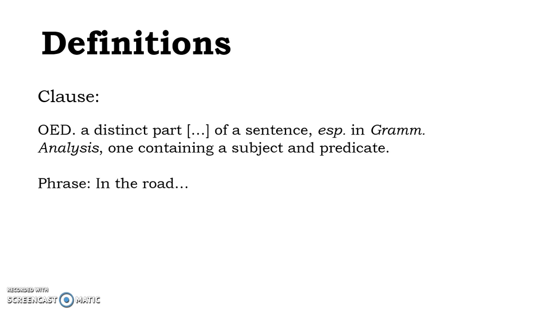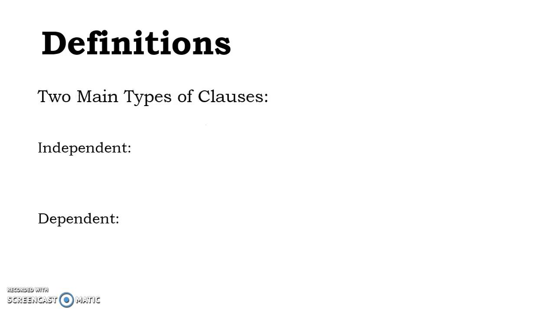So some examples. Phrase. Here's a prepositional phrase. In the road. No subject, no predicate. Here's a clause. In the road, a squirrel paused. There we have both a subject and a verb. We have a clause. There are two main types of clauses, independent and dependent.